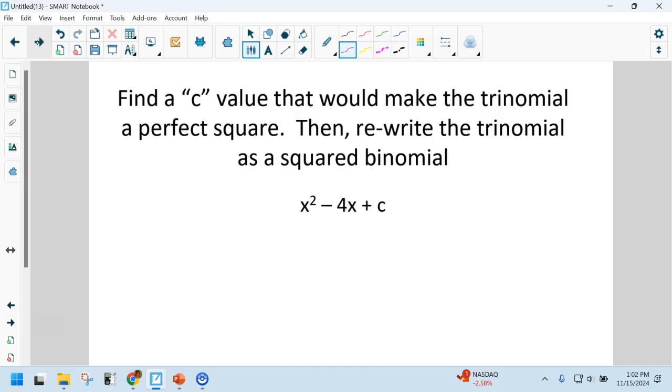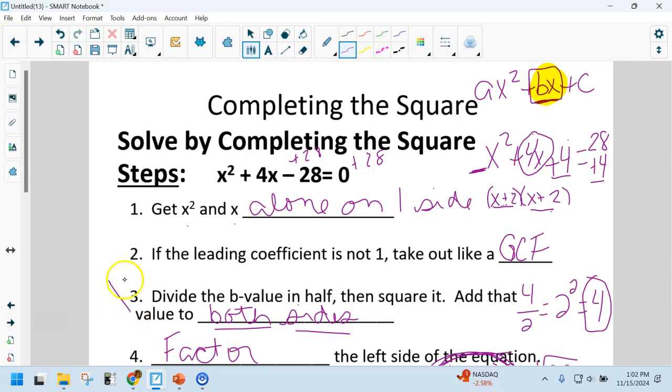This is just saying what would the value be that we would add here. I don't love having a C written there because I think it confuses people. So I would just scratch that off if I were you and leave a blank. And really what they want to know when it says find a C value, they want to know what is that value that we could put at the end that would make this something that is a perfect square. So the way we figure that out is just by doing this step 3 right here. Divide the b value in half and then square it.